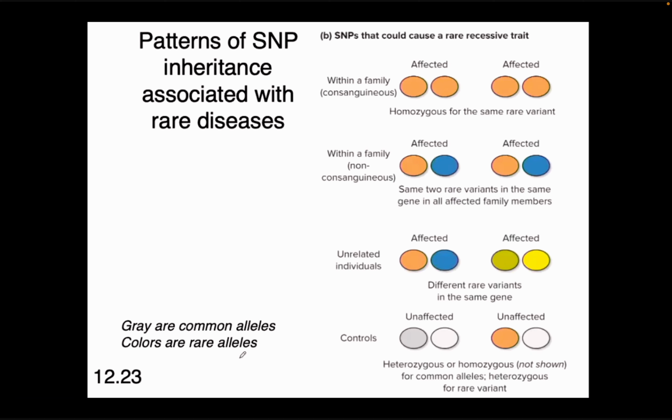And of course, remember, this has two copies. So within a family, there's probably going to be evidence of consanguinity. So the individuals who have the disease are going to be homozygous for the same mutant allele, two orange colors. Okay, remember, gray is a common wild type allele, one of the common wild type alleles, and a color is a mutant allele.